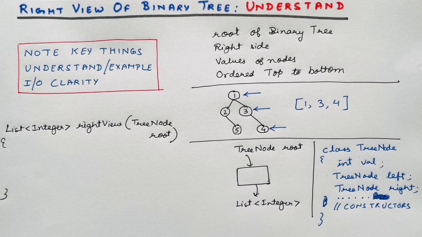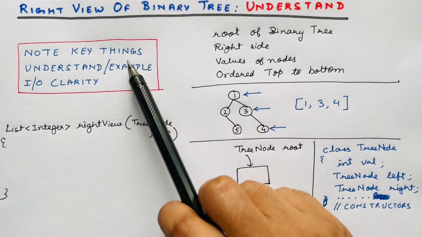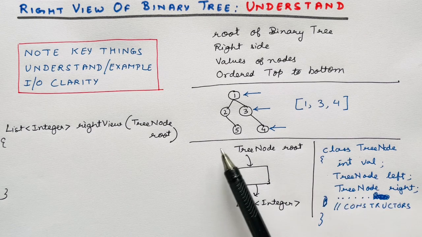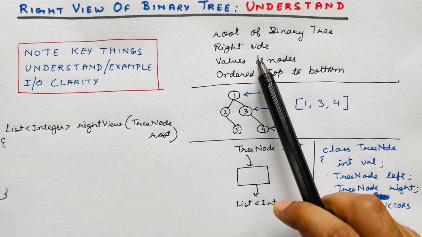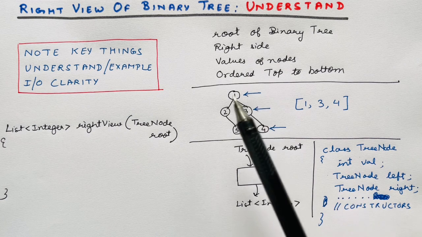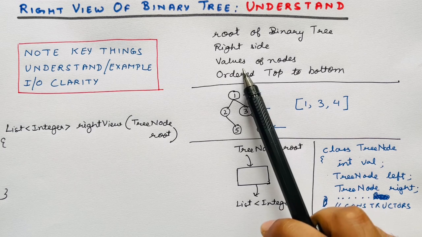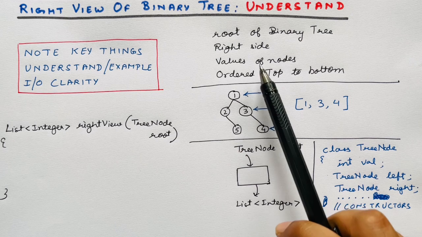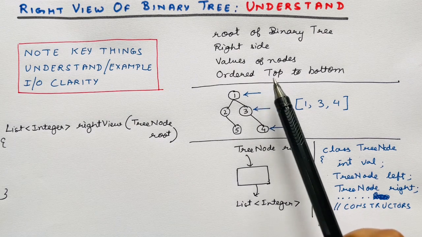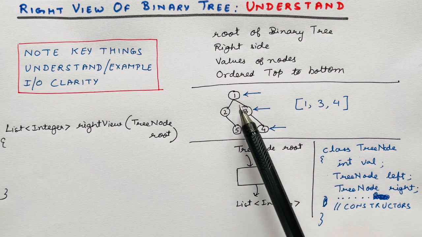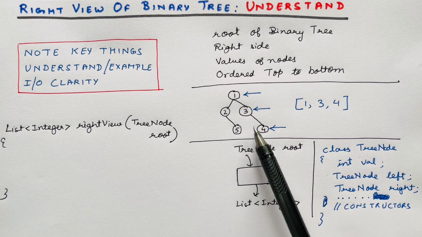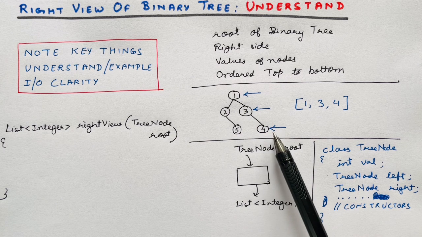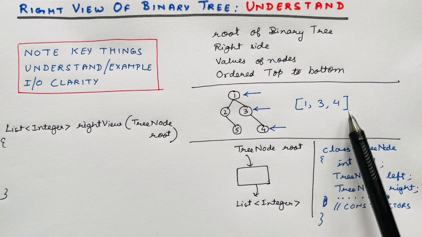Let's start. To begin with, let us first note down the key things given in the question. We are given the root of the binary tree, and we are told that we are standing on the right side of that binary tree. We have to print the values of the nodes that we can see from the right side, and we have to return such values ordered from top to bottom. So if we consider this binary tree as an example 1, 2, 3, 5 and 4, then from right side we will see these three nodes. So we have to return 1, 3, 4.